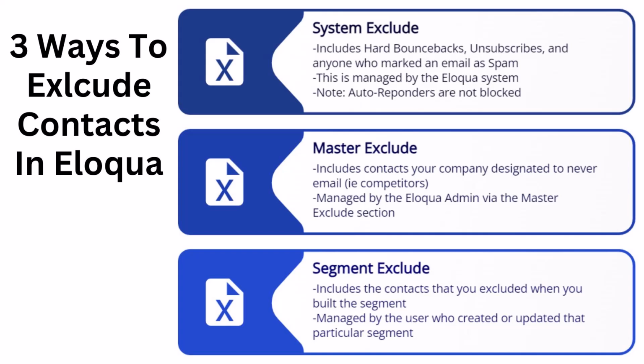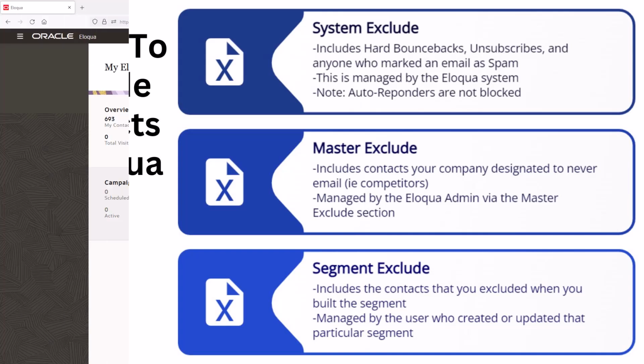Okay, now jumping back to our slide, the last way you can exclude somebody, and what we'll talk about next, is the segment exclude. This includes the contacts that you exclude when you build the segment or when you modify the segment. This is managed by the user who actually created or updated that particular segment. So when you create the segment, you have access to do this. You don't have to be an admin to exclude people at the segment level. So let's bounce back over to Eloqua and I'll show you how this works.